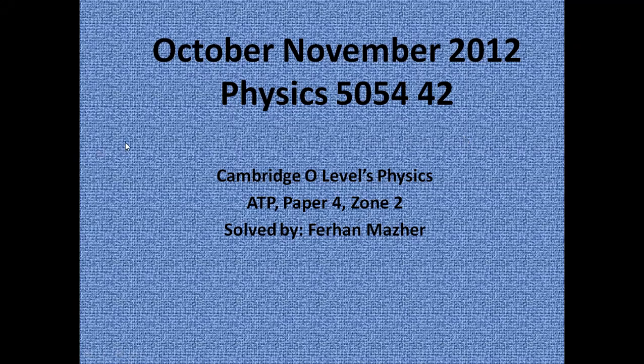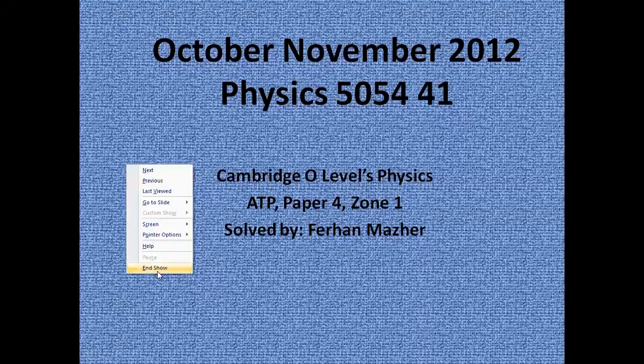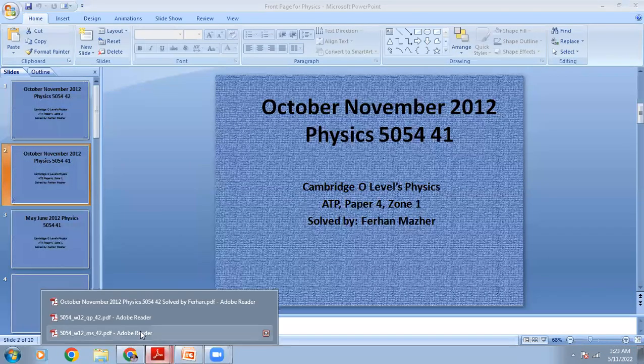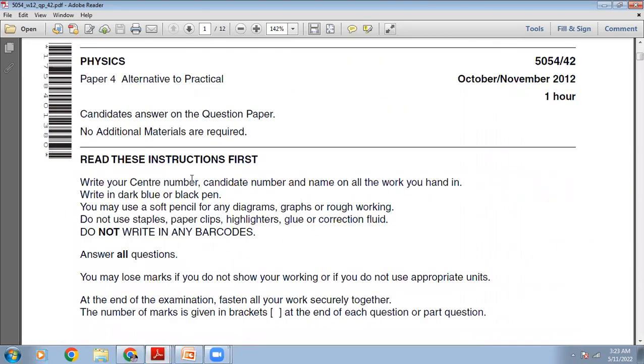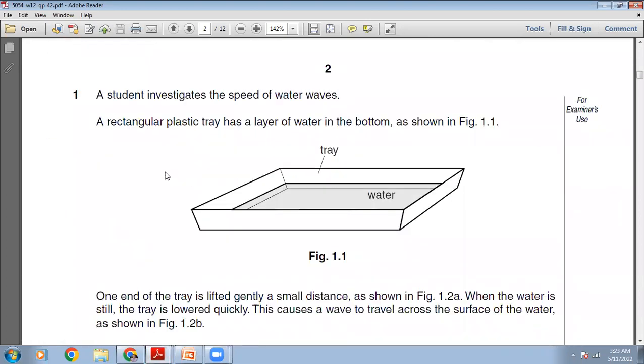The time allowed for this paper is 1 hour. So let's start, and here comes the question paper in front of you. October-November 2012 4-2 paper. The first question coming up on your screen: a student investigates the speed of water waves. A rectangular plastic tray has a layer of water in the bottom as shown in figure 1.1. You can see the edges of this tray are leaning slightly outward. The level of the water in the tray is quite low.